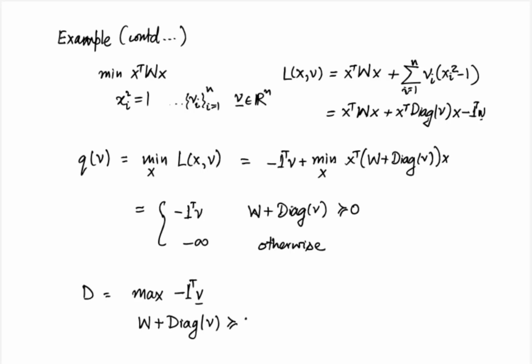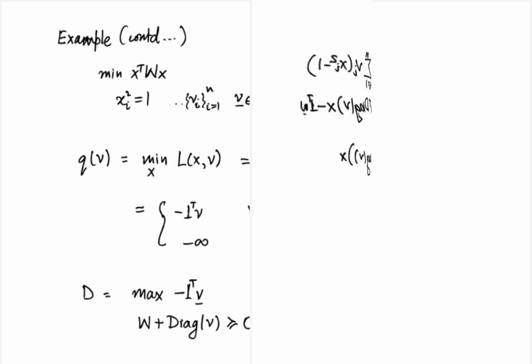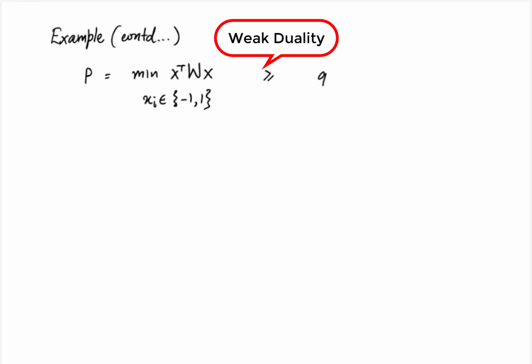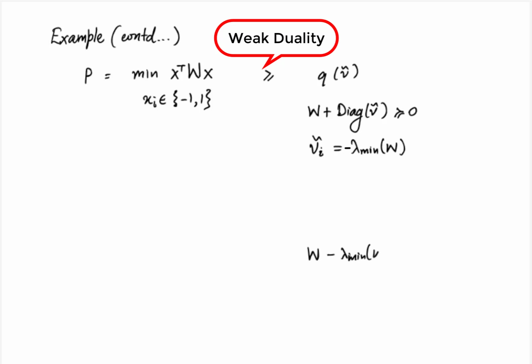Finally, it remains to apply the weak duality result by finding a dual feasible point nu tilde. In other words, we need to find nu tilde such that W plus diag nu tilde is PSD. There may be many such vectors, but a simple one is that we choose nu_i to be the negative of the smallest eigenvalue of W for all i equal to 1 to n. In that case, the quantity W plus diag of nu tilde becomes W minus lambda min of W times identity.